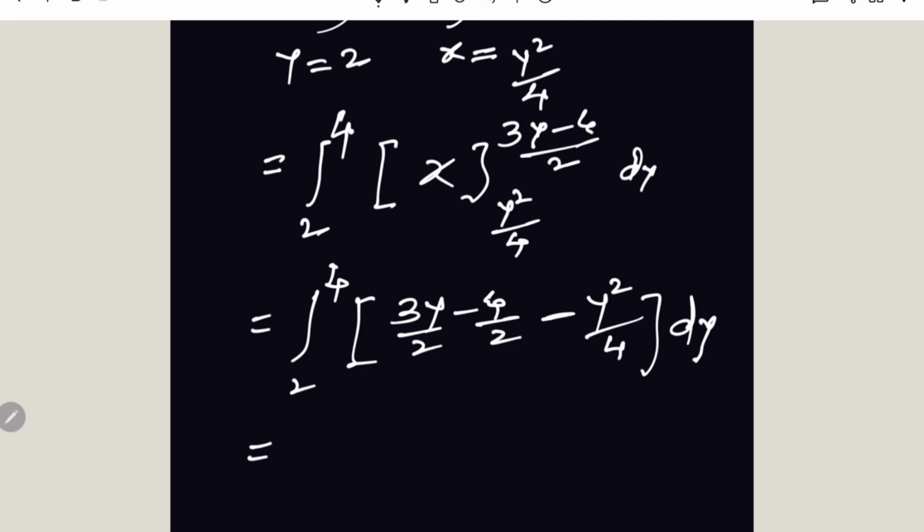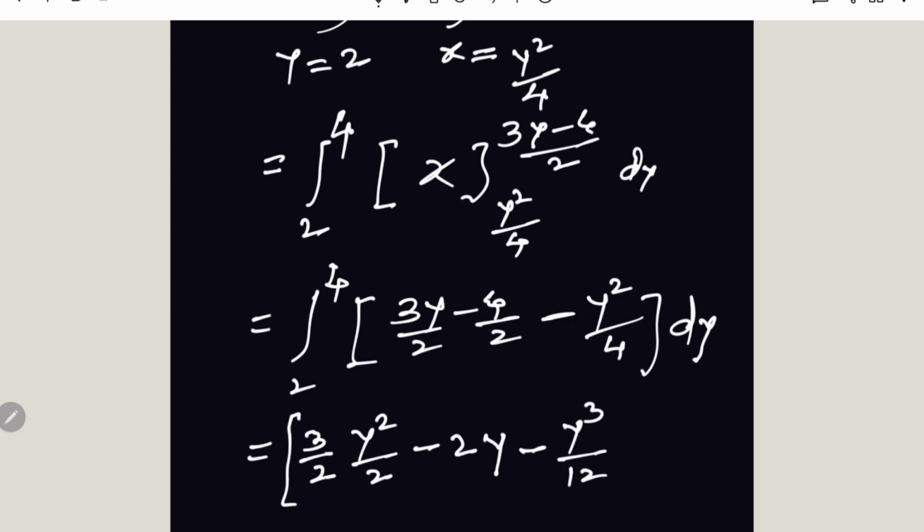Integration of y is y square by 2, therefore that 3 by 2 constant term as it is we take outside. Integration of y is y square by 2, minus 4 by 2 means 2, and integration of dy is y, and minus integration of y square is y cube by 3 and that previous 4, therefore it becomes y cube by 12, and limits from 2 to 4.